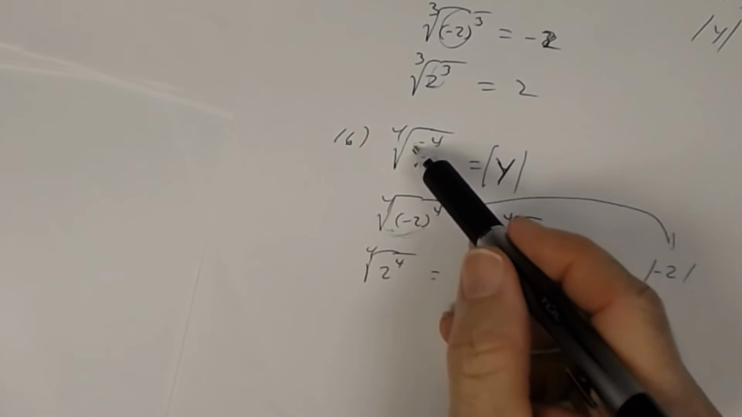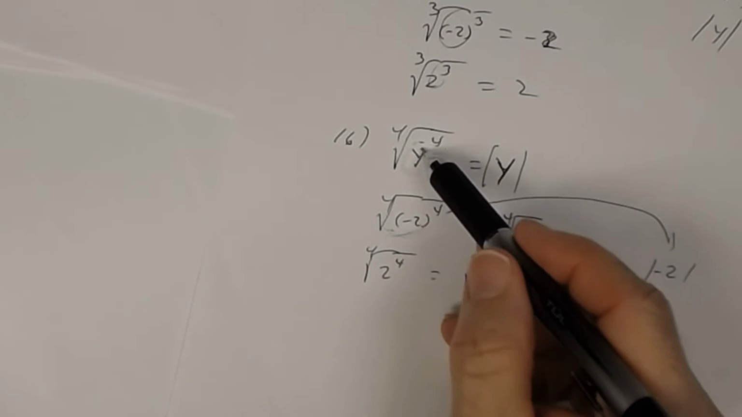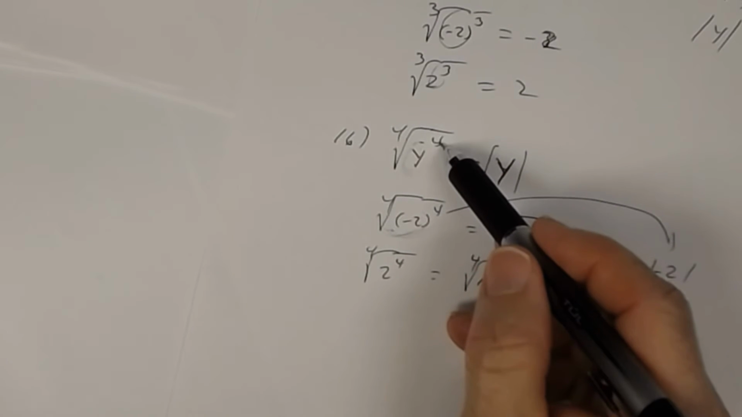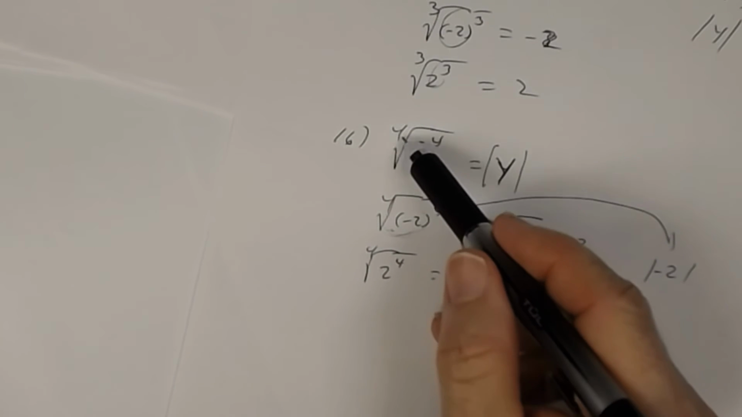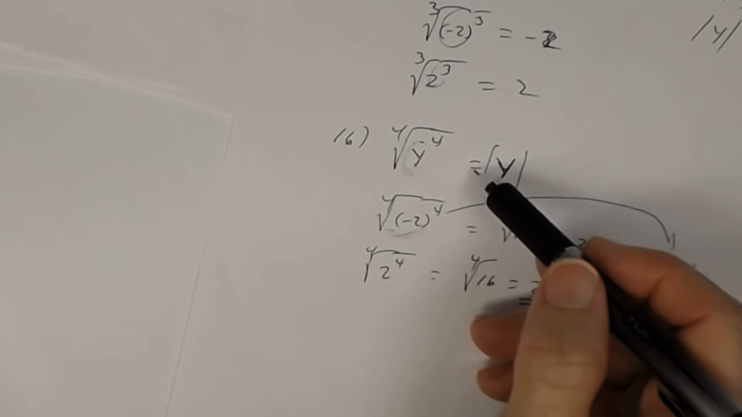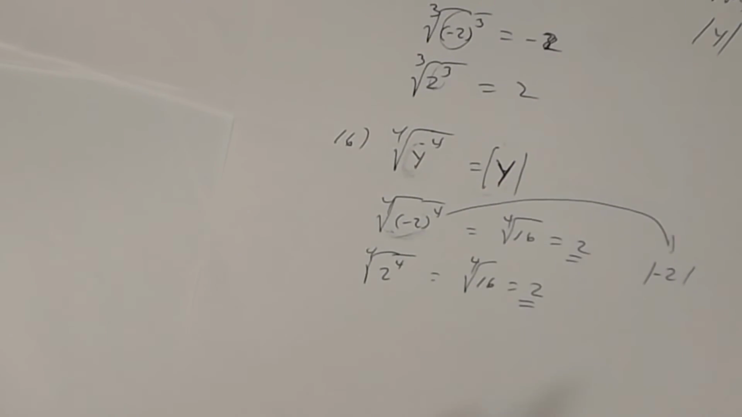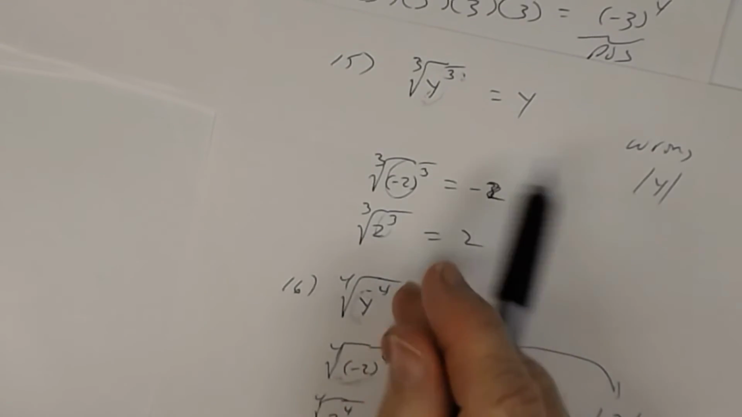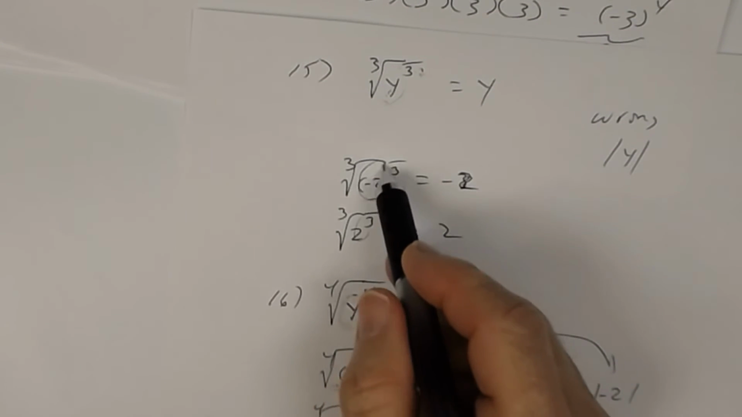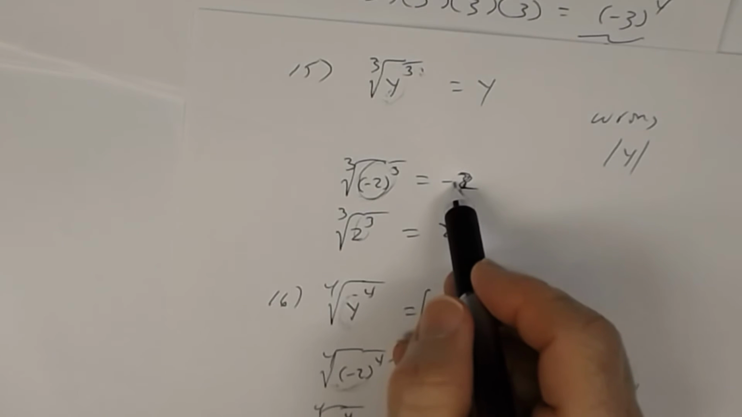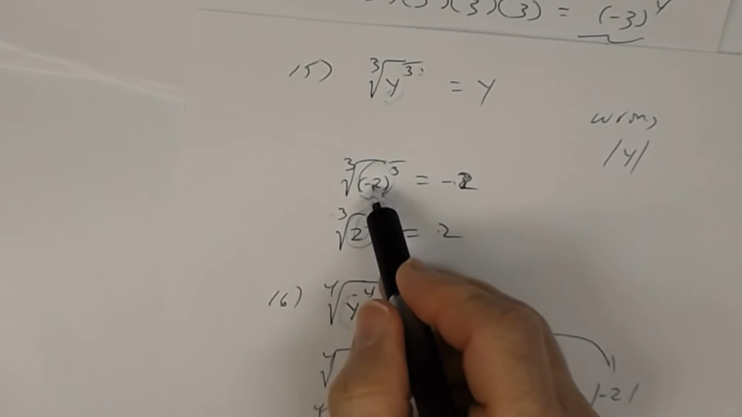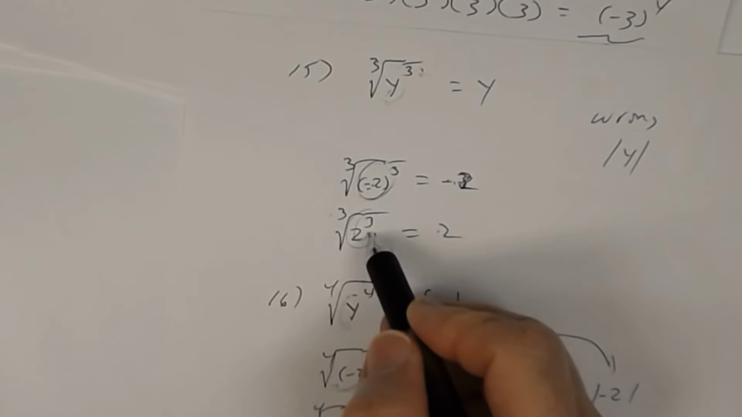Because remember, if y is negative or if y is positive, raised to an even power, that's always going to be positive. And the fourth root of a positive number is always positive. Okay? Here, the odd root of a negative is negative. The odd root of a positive is positive. So you take the base, negative 2, positive 2.